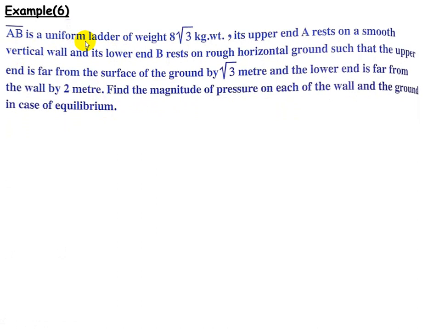AB is a uniform ladder of weight 8 root 3 kg weight. Its upper end A rests on a smooth vertical wall and its lower end B rests on a rough horizontal ground. This means that the ladder is inclined.